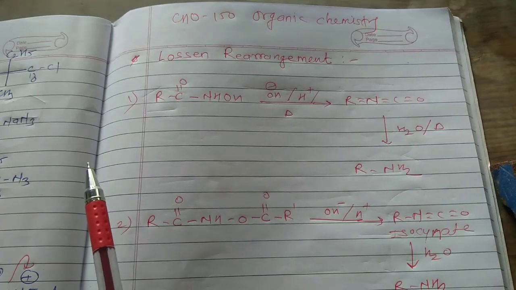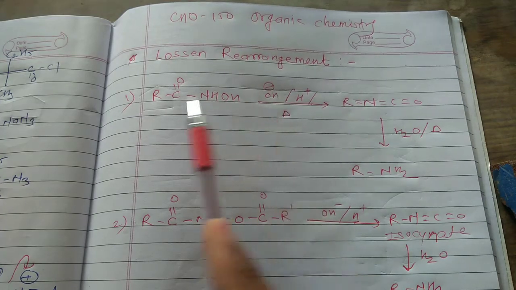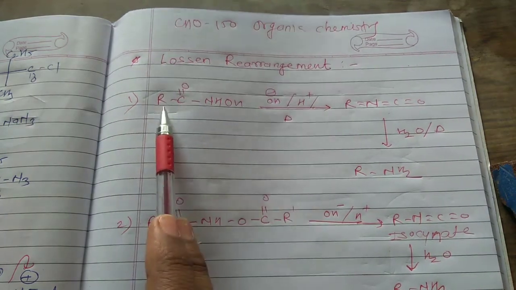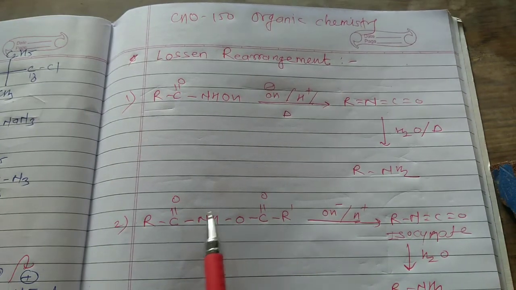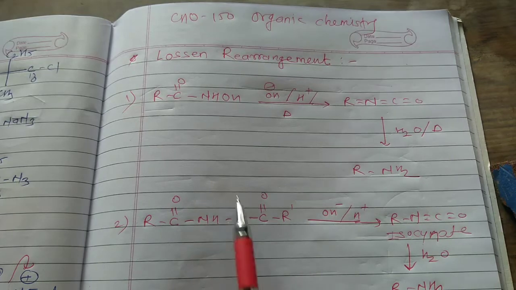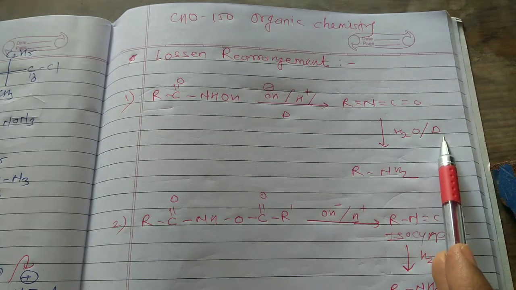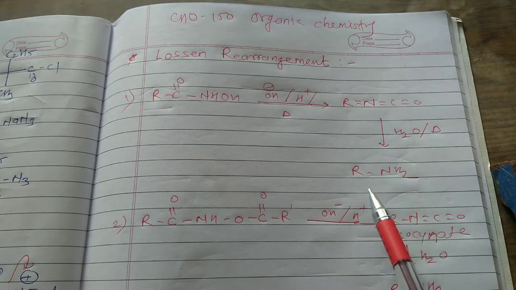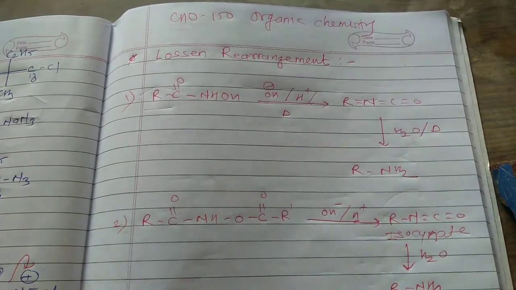What is the Lossen rearrangement reaction? This is a thermal, acid or base catalyzed conversion of hydroxamic acid or O-acyl or O-aryl derivative of the hydroxamic acid to the isocyanate, and then this isocyanate further reacts with the water molecule or on heating gets converted to the amine. That is called the Lossen rearrangement reaction.